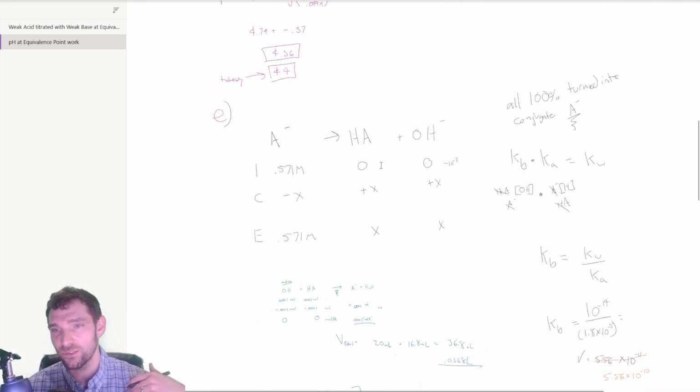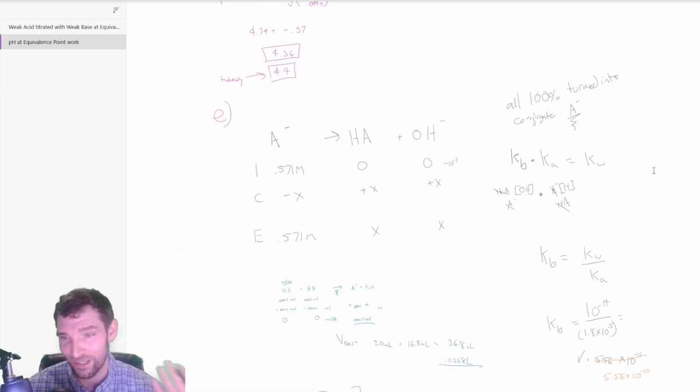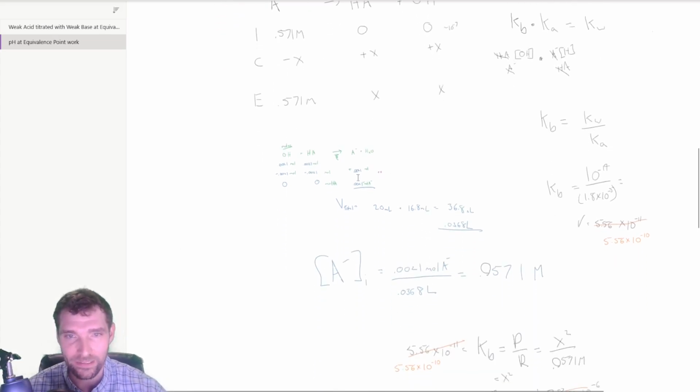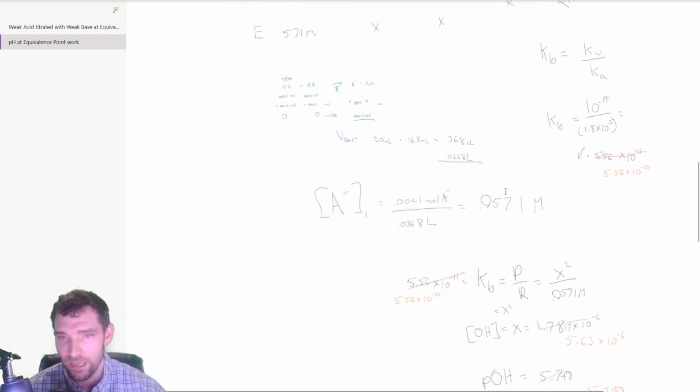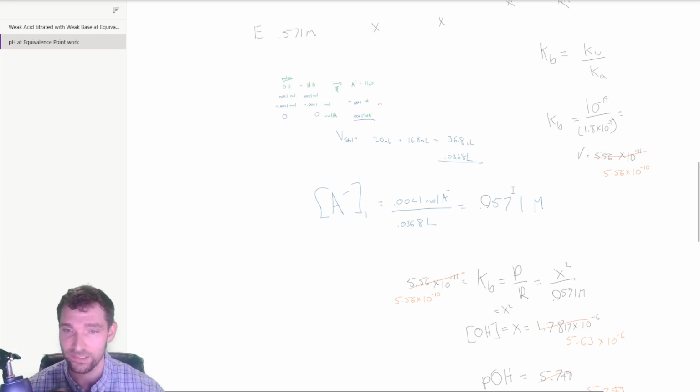But it's appropriate to use the reverse conjugate Kb, because this was an acid mixed with a strong base. Now its weak base is going to be going forward and leaking the other way. So you can think about that as an ICE chart problem, and just figuring that out, kind of like you would do if it was just A minus being dissolved by itself. So you can consider that to be the initial conditions that we're working in, and then it's going to be making some of the OH minus.